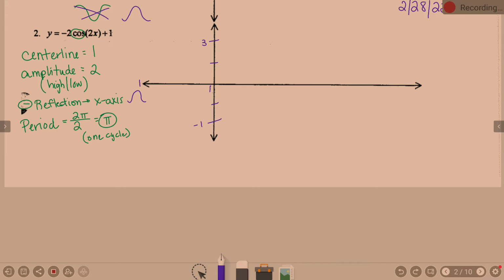Reflection I can't really do anything with until I'm ready to graph it. Period. Last time my period was a traditional 2 pi. This time we're going to take our graph and shrink it down into half that space. Because I'm just graphing one cycle right now, a period of pi. So I only labeled about halfway over. Honestly, you can label wherever you want with that pi. If you want to take your whole graph and make it pi, you can. I tend to shrink it down a little bit so it makes it a little more realistic, I guess.